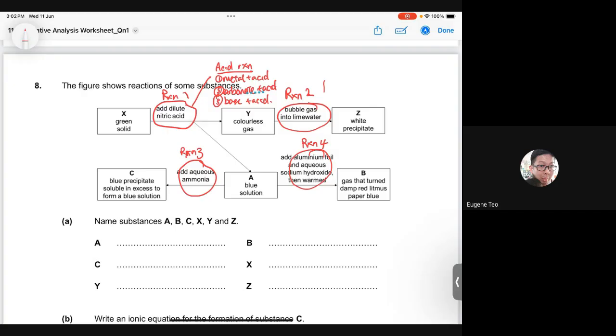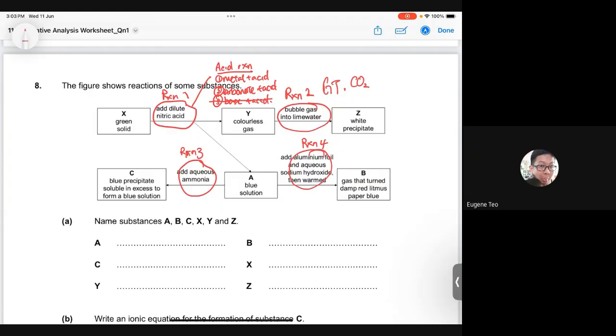You realize that there's a gas produced, so therefore it cannot be base plus acid because it gives only salt plus water. Next one, how do I know whether it's a metal or carbonate? I just look at what's the gas evolved. So knowing what's the gas evolved, I will need to look at reaction 2 now. Reaction 2 itself, bubbling gas into lime water. So this is a gas test, and this is actually a test for CO2.